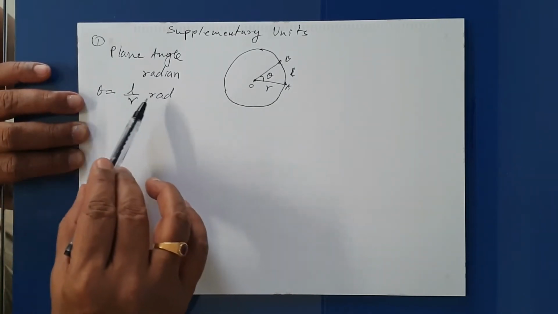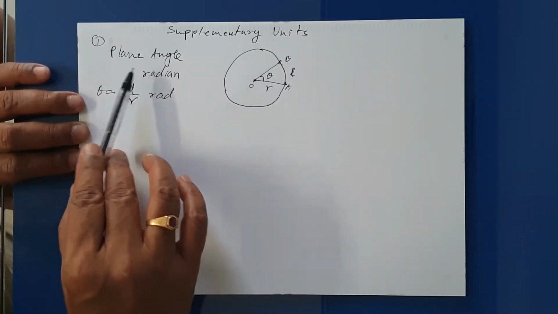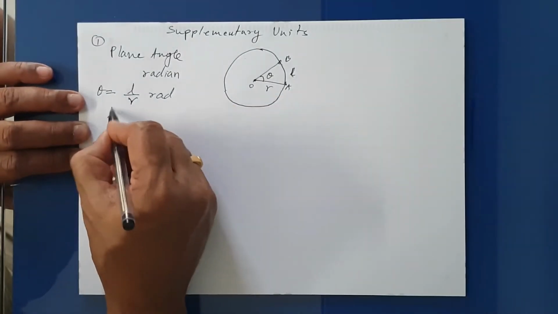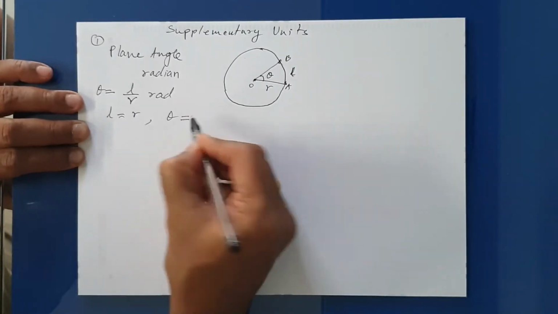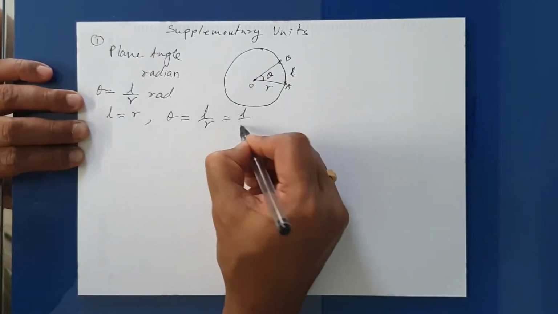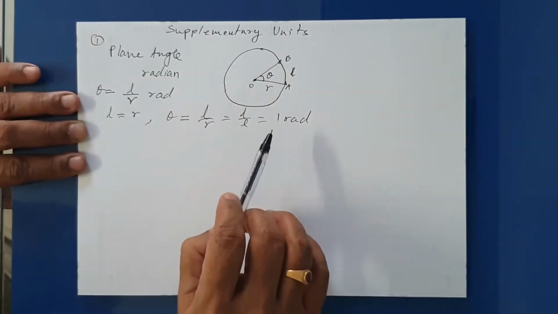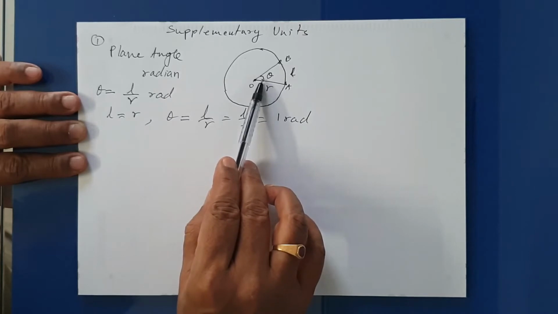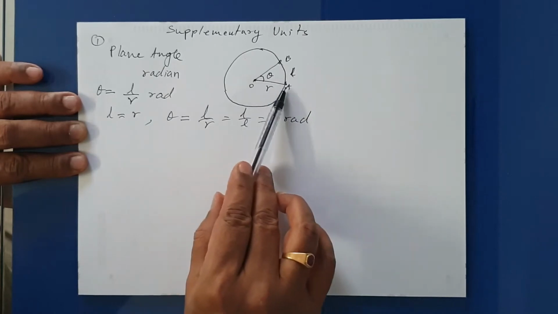So what is radian? It is the SI supplementary unit of plane angle. How can you define 1 radian? Suppose the length of the arc is equal to the radius of the circle, then the angle subtended by that arc, which is l upon r, since r is equal to l, I can write as l upon l, which is 1 radian. So the angle subtended at the center of a circle is said to be 1 radian if the arc subtending that angle is equal to the radius of the circle.